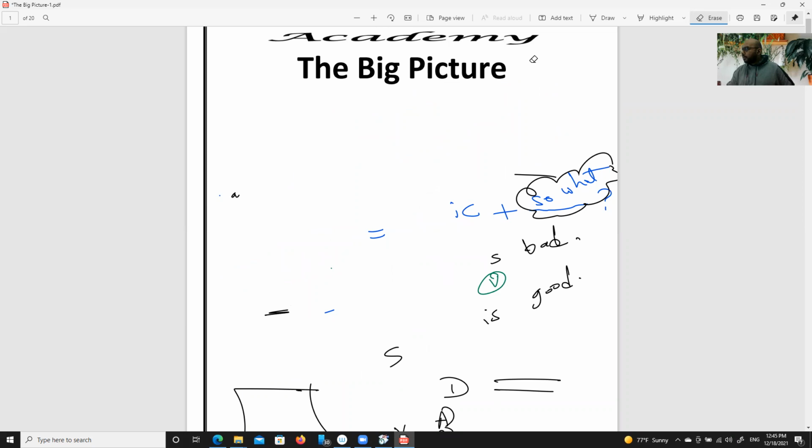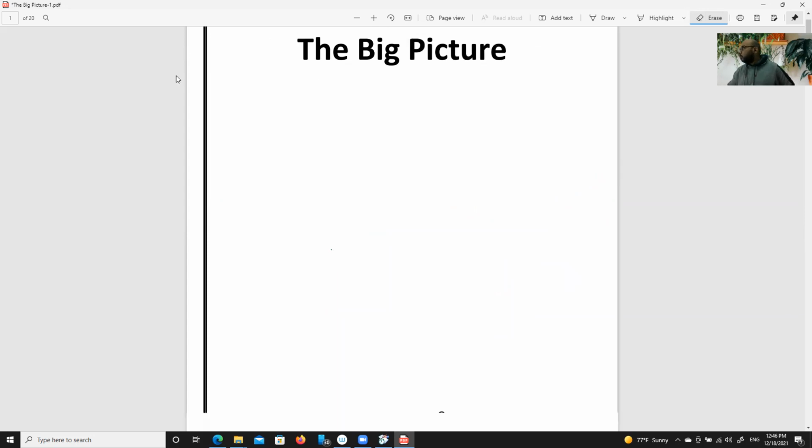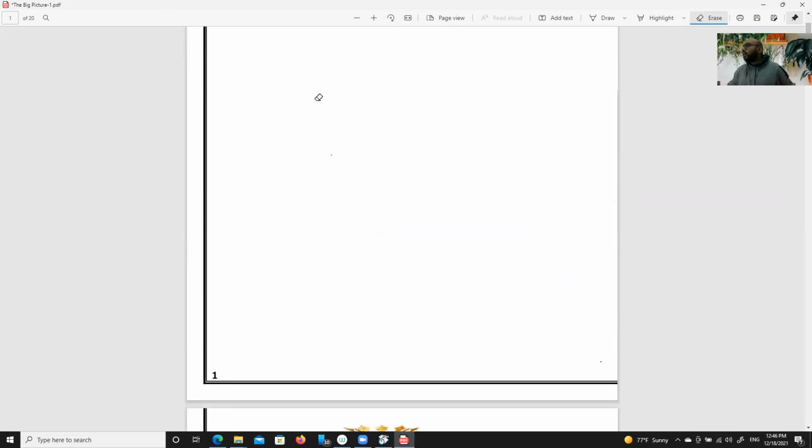Okay, guys. So today we don't give a hoot about tiny details at all. We don't need them. We focus mainly on the big picture. You must have an aerial view.